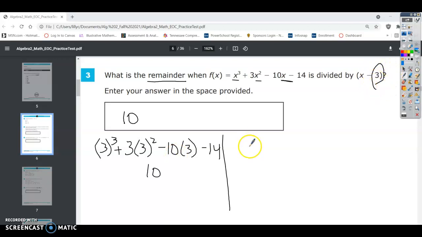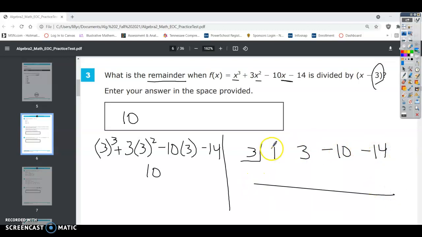So take the 3, and then you take all the coefficients, which are 1, 3, negative 10, and negative 14. So 1, 3, negative 10, and negative 14. Okay, the first number always comes down. 3 times 1 is 3. So we're going to add those and get 6.